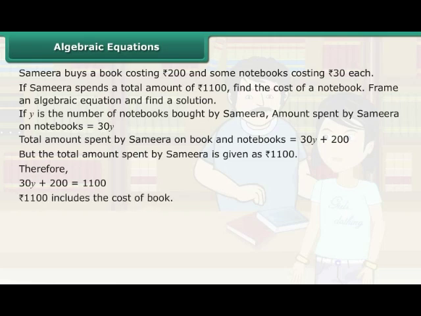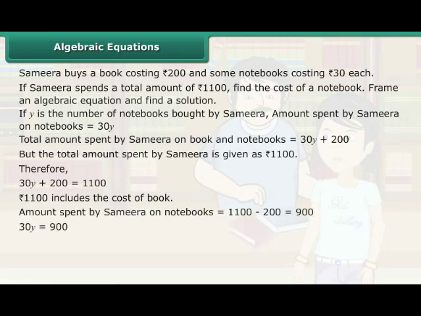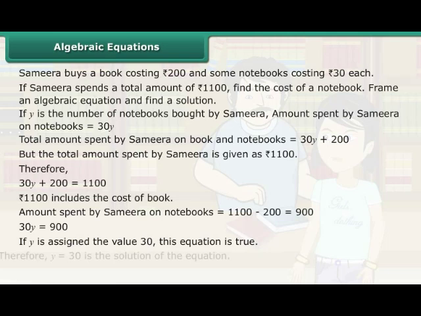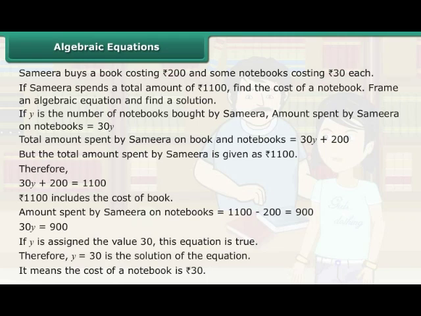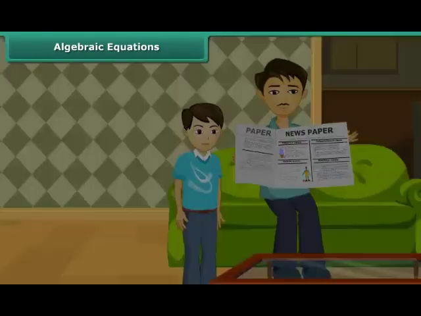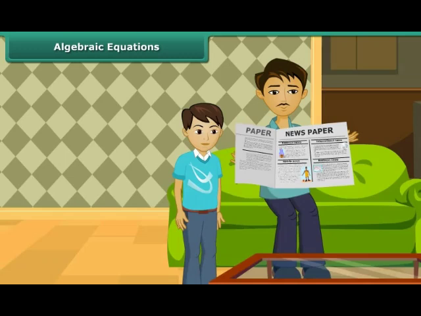1100 rupees includes the cost of the book. Amount spent by Samira on notebooks is equal to 1100 minus 200, which is 900. 30y is equal to 900. If y is assigned the value 30, this equation is true. Therefore, y equal to 30 is the solution of the equation. It means the cost of a notebook is 30 rupees. Let us look at one more example.